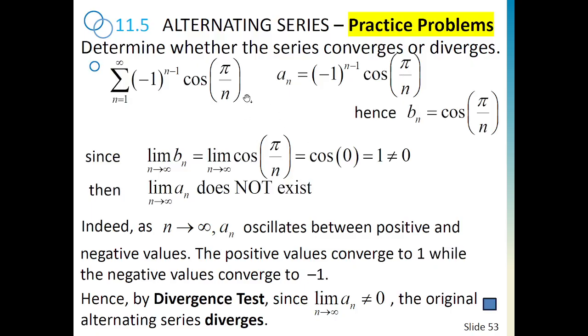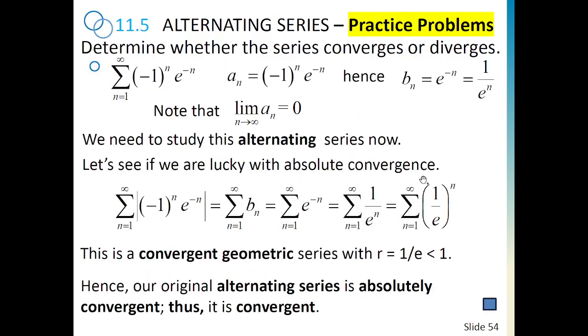Here, cosine of pi over n, when n goes to infinity, pi over n goes to 0, so cosine 0 is 1. So the limit is 1, it's not 0, therefore by the divergence test, the series is divergent. Here, again, we have an alternating series. The general term is 1 over e to the power n.